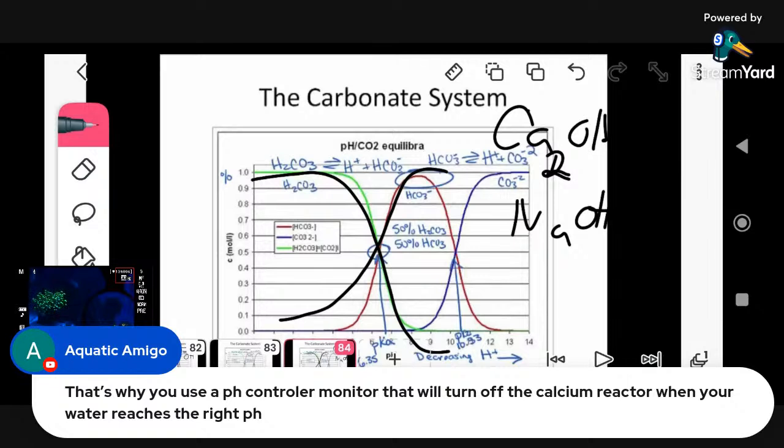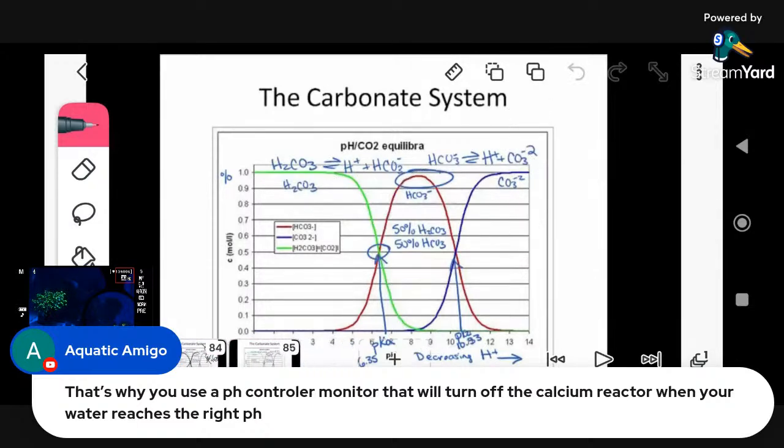Whatever you add to pick up the pH doesn't matter. What matters is the molecule right here. That's why I don't like putting the cation, because I'm gonna confuse you guys. So I'm just gonna call it hydroxide. It doesn't matter. I'm just gonna call it hydroxide in the form of kalkwasser.